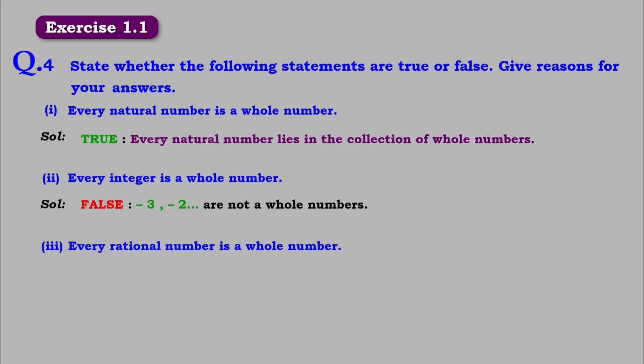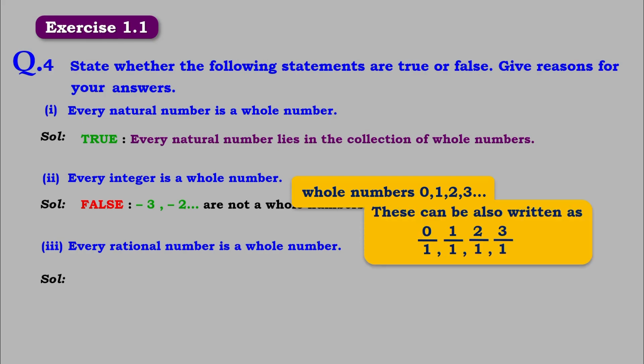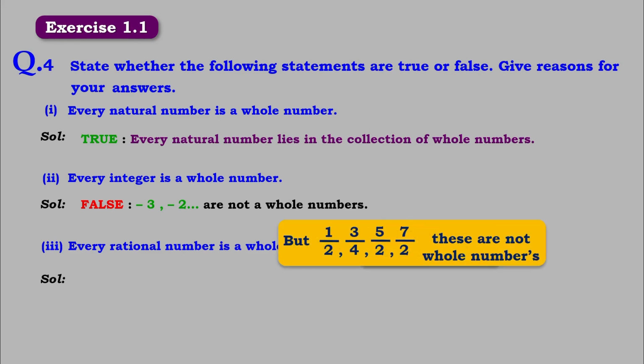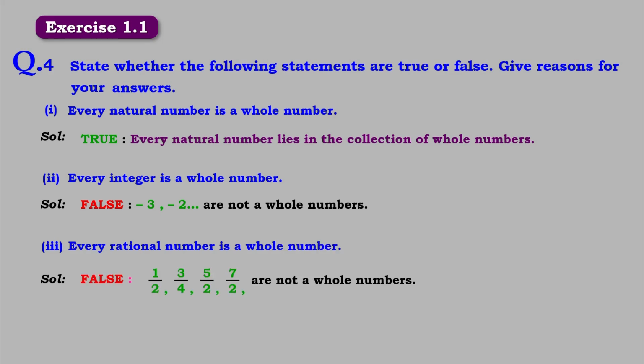Every rational number is a whole number. Whole numbers are 0, 1, 2, 3, 4, etc. And these can also be written as 0 by 1, 1 by 1, 2 by 1, 3 by 1, etc. So which are rational numbers. But if we take a look, 1 by 2, 3 by 4, 5 by 2, 7 by 2 are not whole numbers. So that's why not all rational numbers are whole numbers. So this is a false statement.